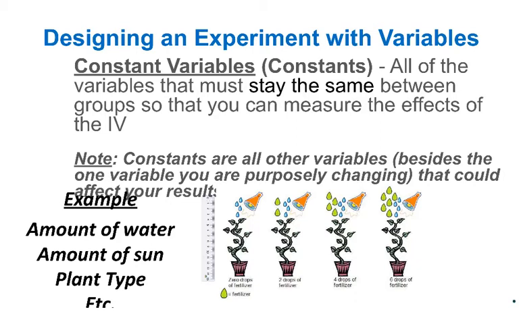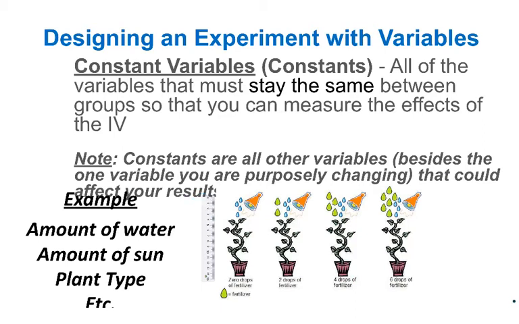So, let's look at this definition. Constant variables, or constants, are all of the variables that must stay the same between groups so that you can measure the effects of the IV, or independent variable. We're going to say IV and DV a lot. Note, constants are all other variables besides the one variable you are purposely changing that could affect your results.